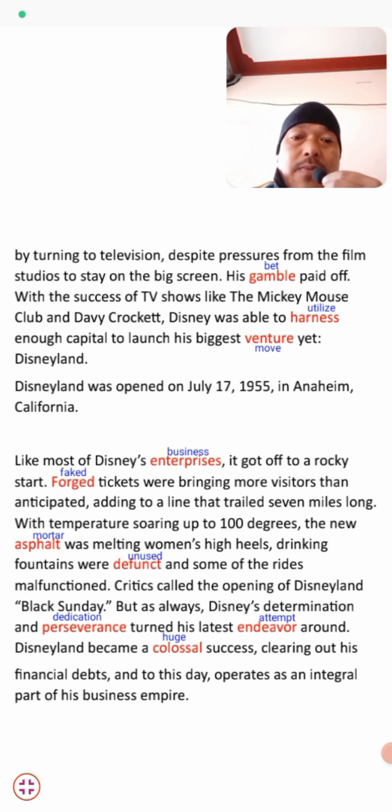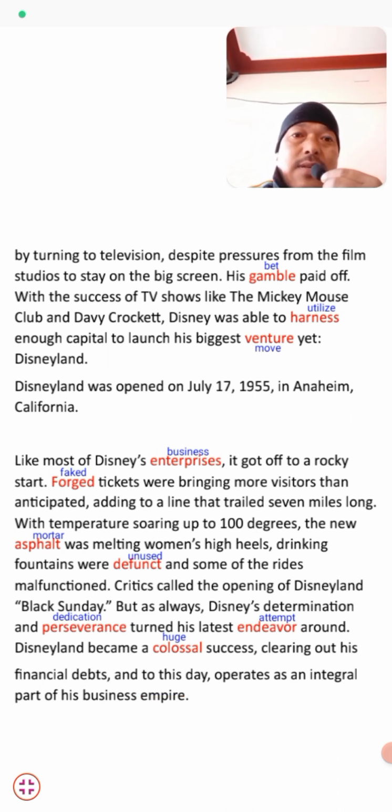People had different opinions about Disneyland, but later it was a successful idea, and it paid off with great success. Disneyland became a colossal success, clearing his financial debt, and to this day operates as an integral part of his business empire.